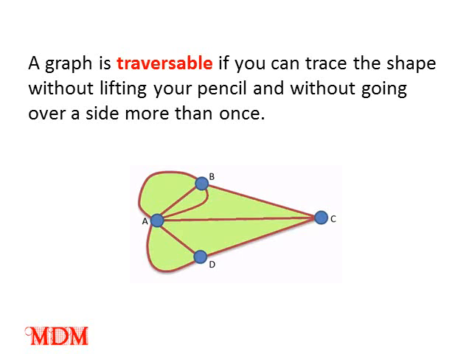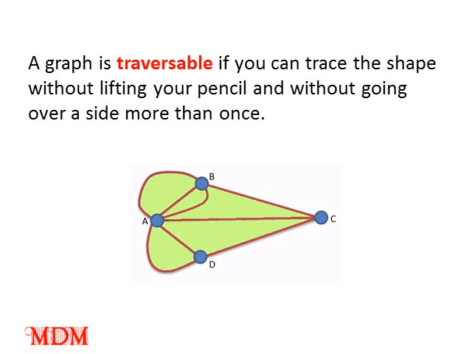We also know that a graph might be traversable or it might not be. A graph is traversable if you can trace the shape without lifting your pencil and without going over a side more than once. So this is similar to the brain activator that we used earlier.